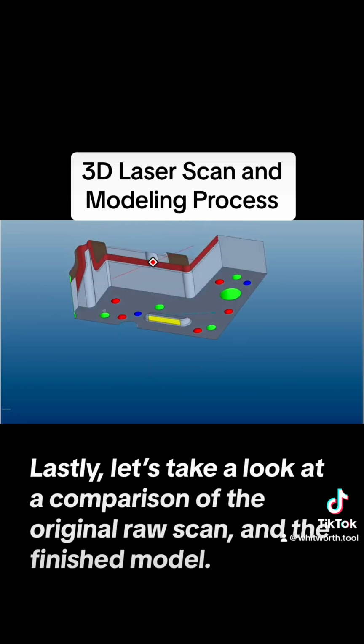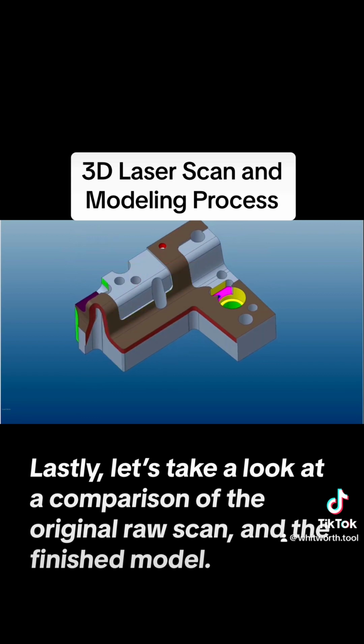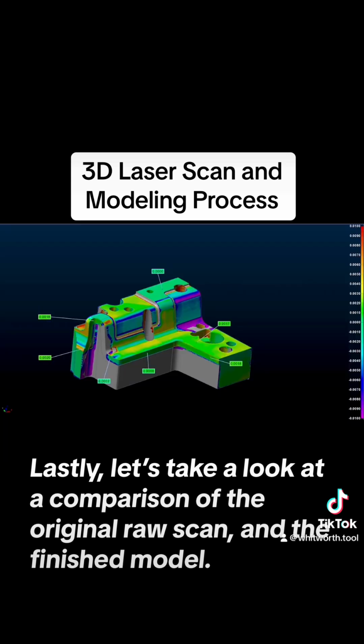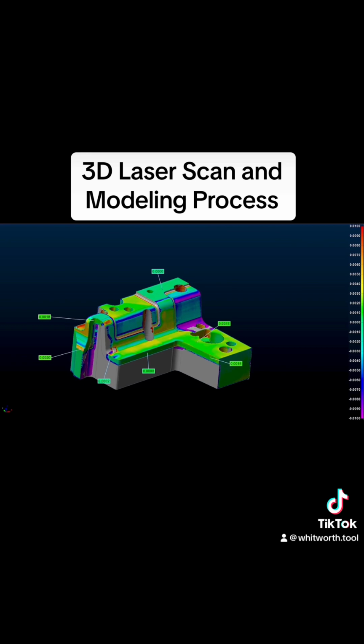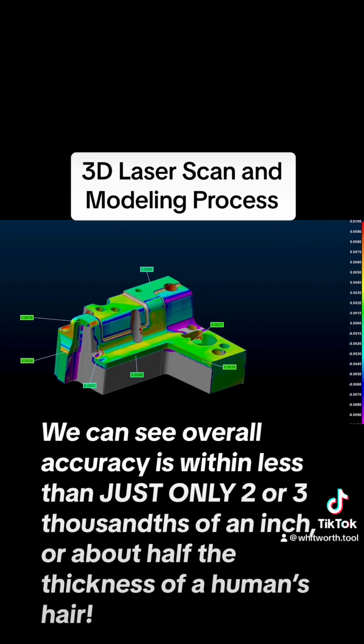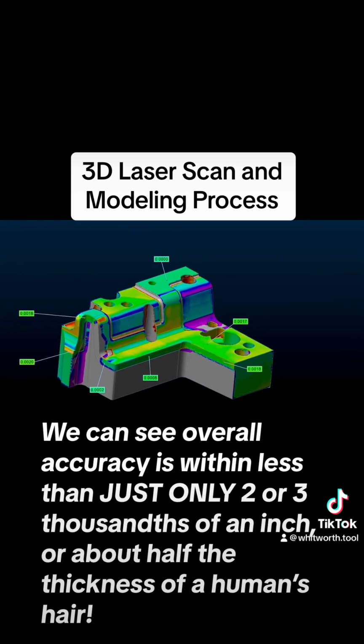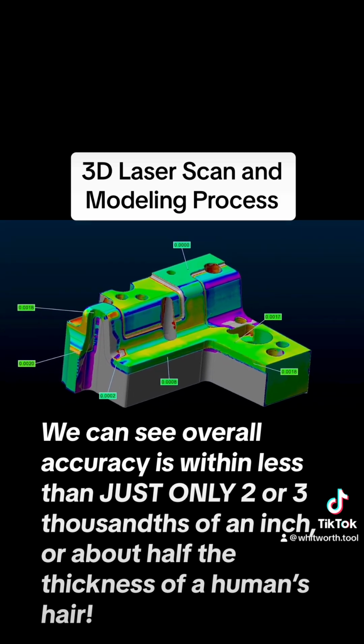Lastly, let's take a look at a comparison of the original raw scan and the finished model. We can see overall accuracy is within less than just only 2 or 3 thousandths of an inch, or about half the thickness of a human's hair.